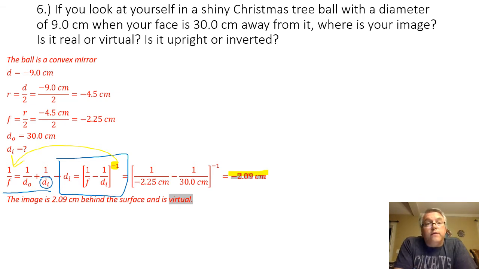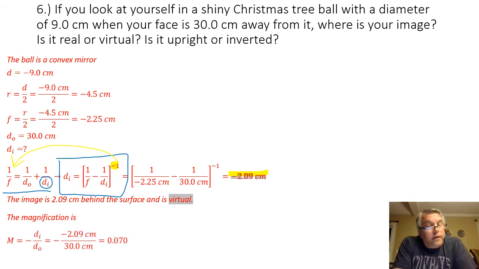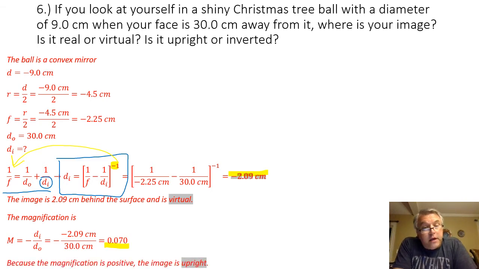Now, to find out if it is upright or inverted, first thing I want to do is find the magnification of the image. And I know the magnification is the negative of the image distance divided by the object distance. So I plug in my values for image distance and object distance into my equation, and I am going to have a magnification of 0.070. And because I have a positive value for the magnification, that tells me that my image is upright.